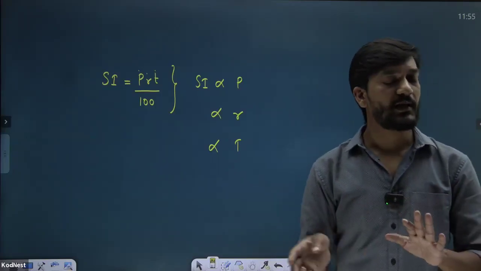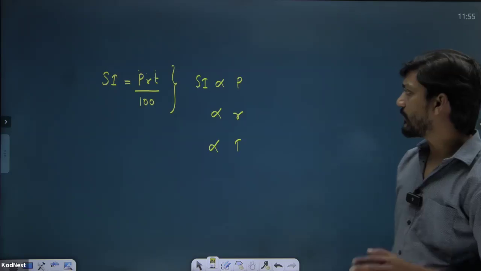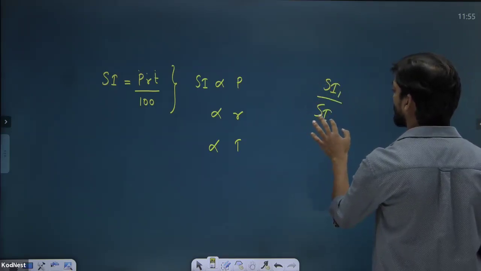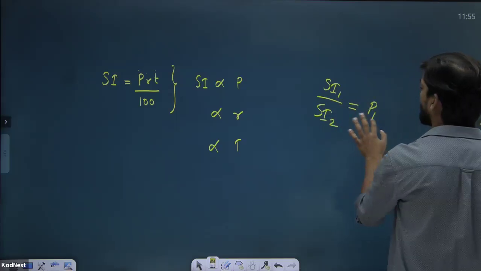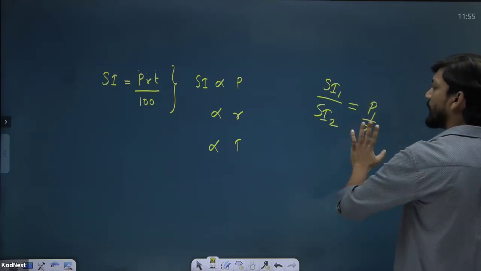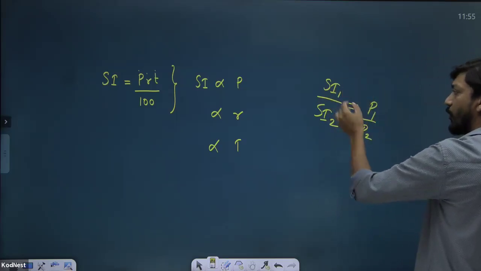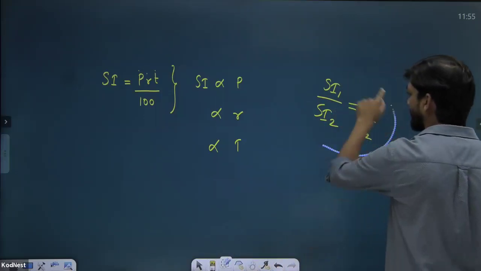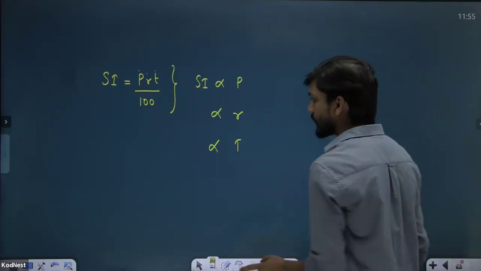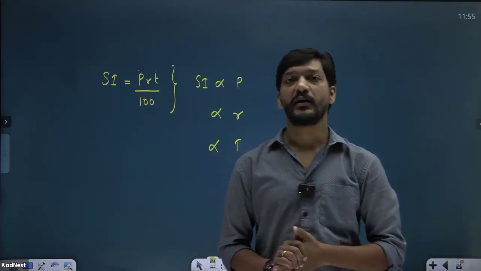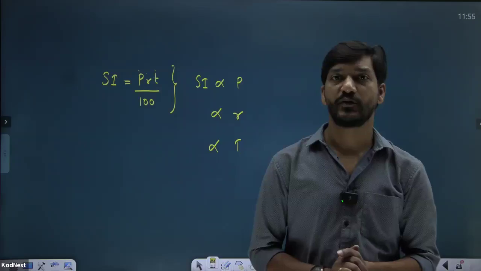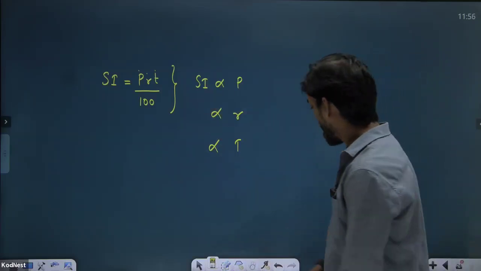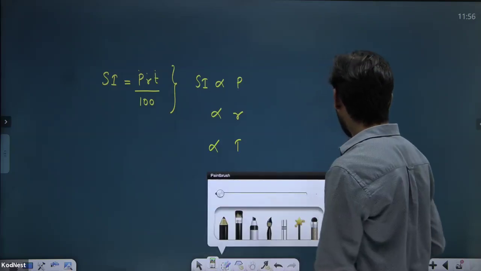But how proportionality will be used, I will tell you later. I will not apply it this way: simple interest 1 by simple interest 2 equals P1 by P2. I will not apply the proportionality this way. Although proportionality means this, we will not apply it this way. So how the proportionality will be applied to simplify the questions, we will see. But yes, the formula is this.